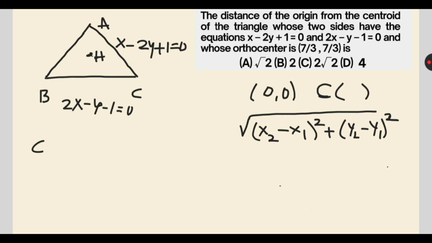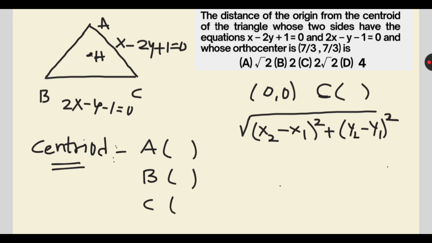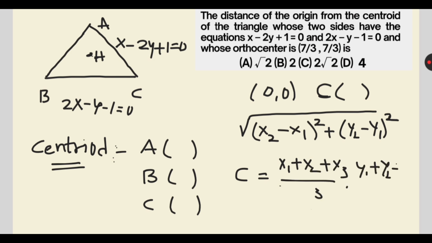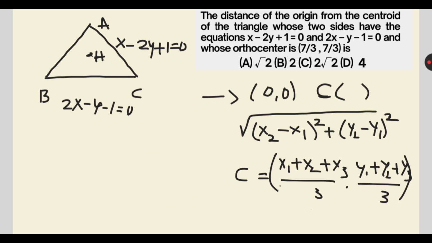To find the centroid, what do we need? We need three vertices, which are vertex A, vertex B and vertex C. We don't know these three. So to find the centroid, we need to first find the vertices A, B, C. If you know A, B, C, then we can use the centroid formula. What is the formula? (x1 plus x2 plus x3) by 3, (y1 plus y2 plus y3) by 3. So if you know the three vertices, then you can easily find the centroid, and if you know the centroid, then you can easily find the distance of the origin from the centroid. This is the process. So now our goal is to find the vertices A, B, C, and they have given an orthocenter.